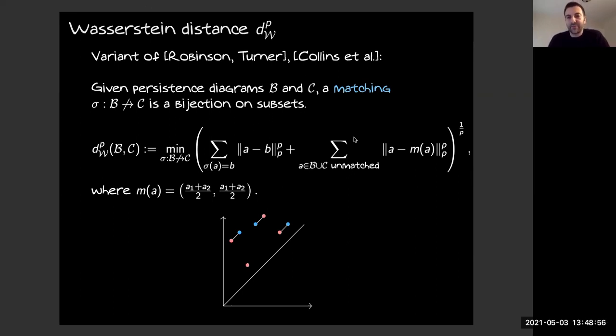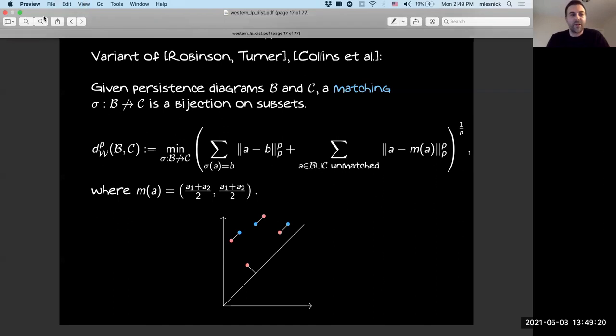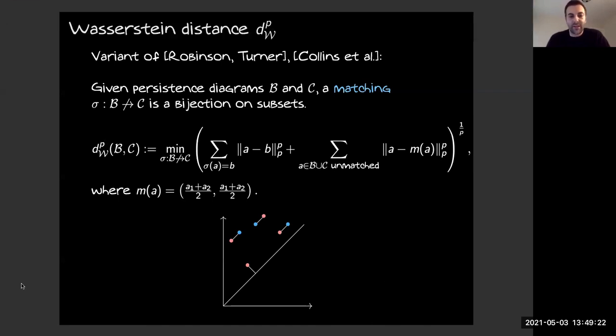And then what am I going to do with the unmatched points? Well, I'm going to pretend that they're matched. For example, for this point, I'm going to think of him as matched to his closest point on the diagonal, and then do the same thing. Take the difference between the matched points, take the p-norm, raise to the p-th power, sum up, and then finally, I take the p-th root of everything, and that is my cost function.